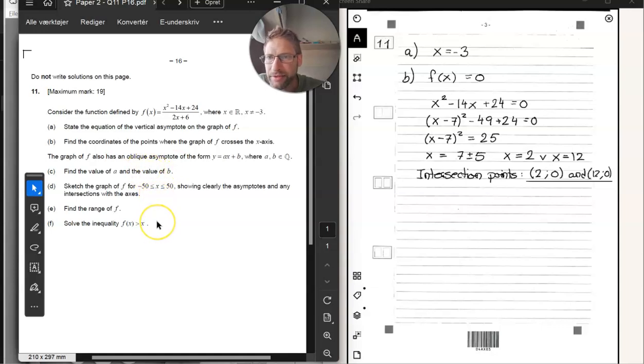Then the graph of f also has an oblique asymptote. That's the ones that are neither vertical nor horizontal. So it has an equation of the form y = ax + b, where a and b are rational numbers, and we have to find those. So how is it with finding oblique asymptotes? Well, they happen precisely when you have a division between two polynomials where the top polynomial has degree 1 larger than the denominator polynomial. And the way to find it is to do what we get to do far too rarely. So finally we get permission to do polynomial division.